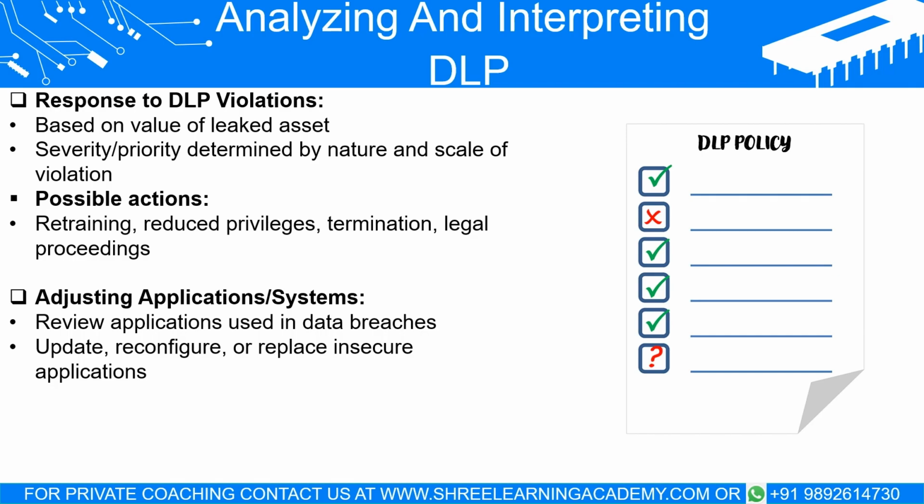Adjusting applications and systems. One of the fundamental aspects of managing data loss prevention is ensuring that the applications and systems being used in an organization do not enable such events. If a DLP report shows that a certain application has repeatedly been used for data breaches, it's a sign that this software needs to be scrutinized. In such cases, the application may need to be updated or configured correctly to prevent further data leaks. Alternatively, if the application cannot be made secure, it may be necessary to replace it with a more secure option. For instance, if a specific data sharing platform has weak security measures allowing unauthorized data access, it might be prudent to switch to a platform with robust encryption and security protocols.